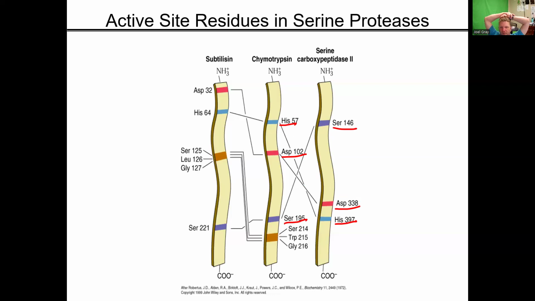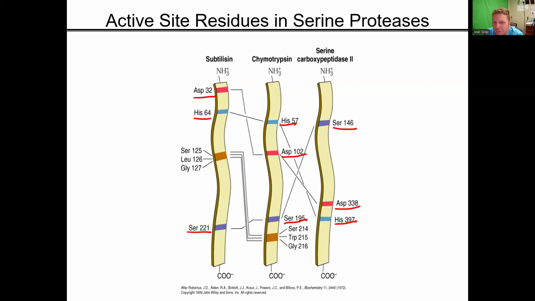That serine 195 in chymotrypsin is our nucleophile. Serine 146 in serine carboxypeptidase 2 is going to act as the nucleophile. Then serine 125 in subtilisin. So all of these residues, these 3 big ones, are conserved across all of these different proteases. And let me go ahead and correct that: serine 195, serine 221, not 125. His 64, aspartate 32. So those are our conserved residues. Those are the keys that make up the active site.